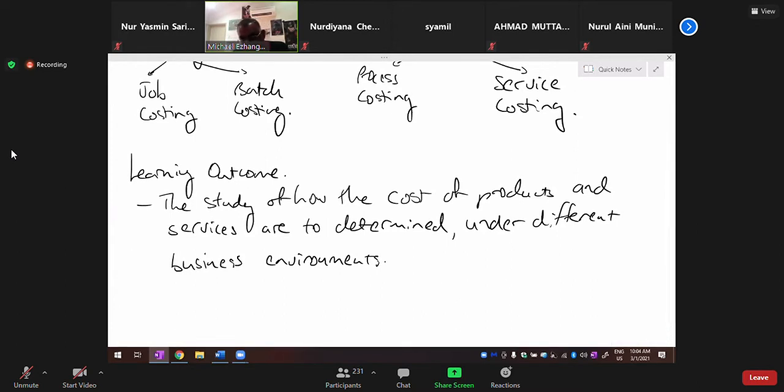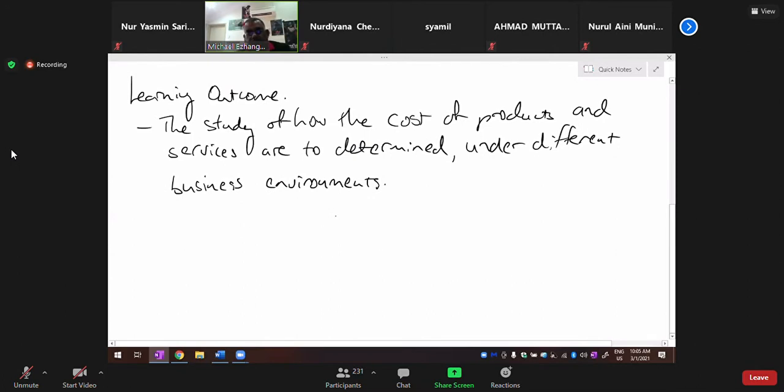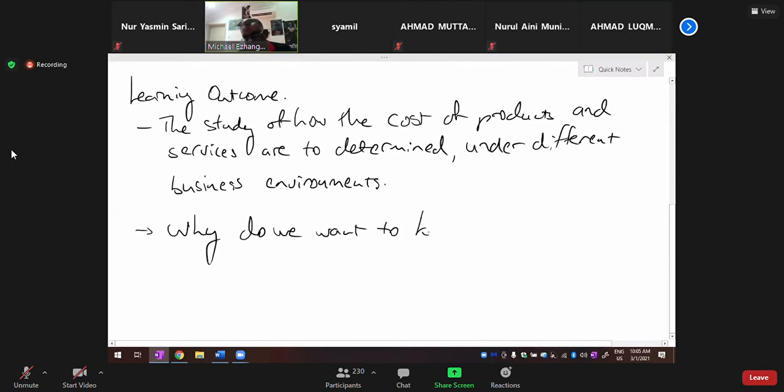Now, in all business environment, be it manufacturing or be it services, a common question that managers ask is, how much does it cost for me to make a product, or how much does it cost to deliver a service? All right, this is a common question. Now, from this question comes another question, which is, why do we want to know the cost of products and services? All right.